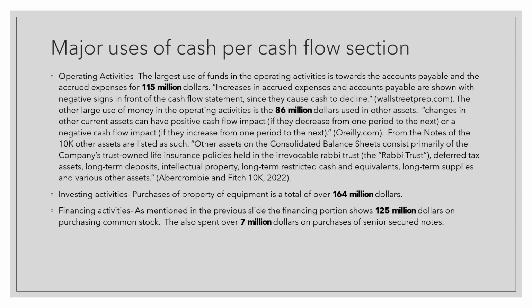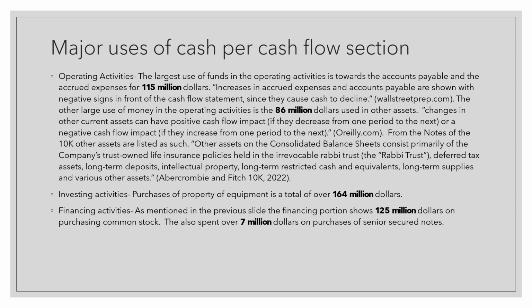Other assets on the consolidated balance sheets consist primarily of the company's trust-owned life insurance policies held in the irrevocable Rabbi Trust, deferred tax assets, long-term deposits, intellectual property, long-term restricted cash and equivalents, long-term supplies, and various other assets.